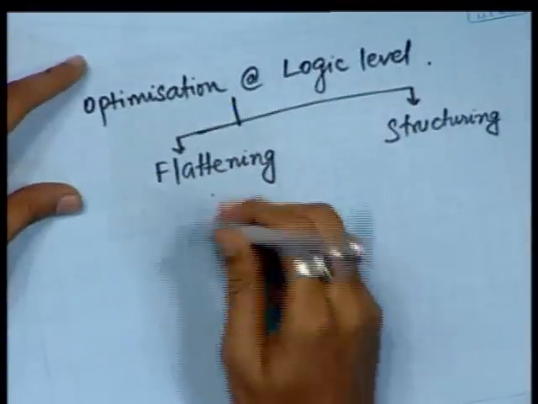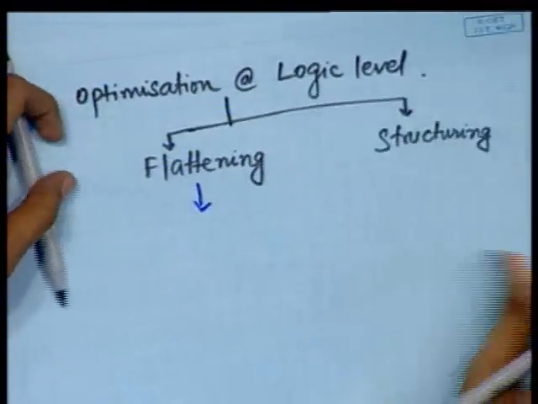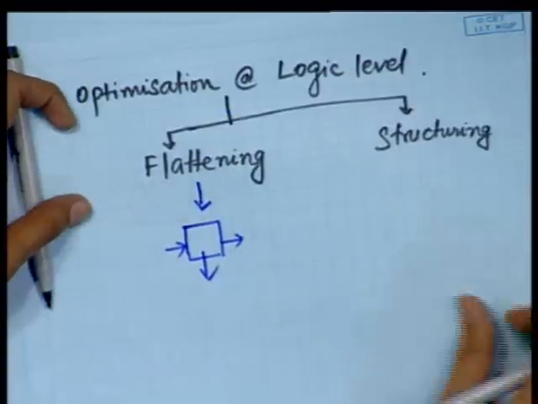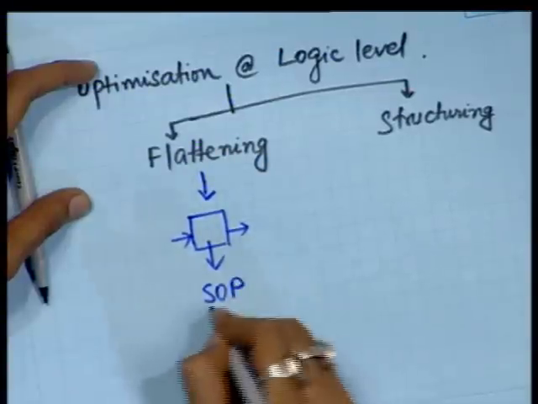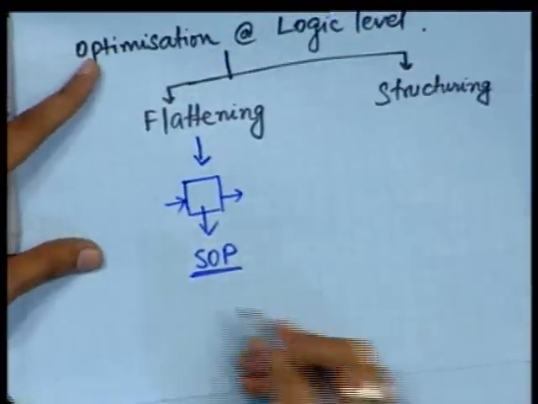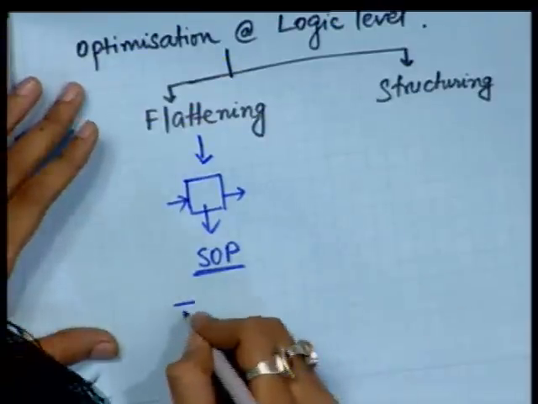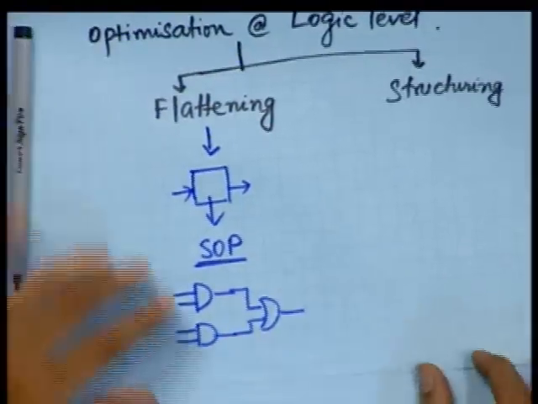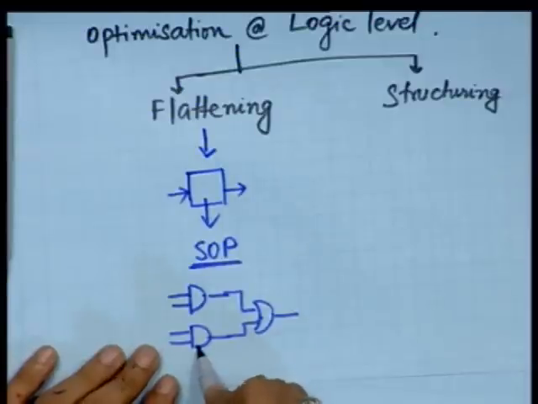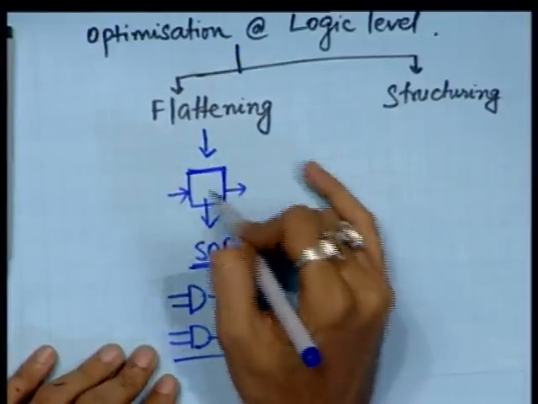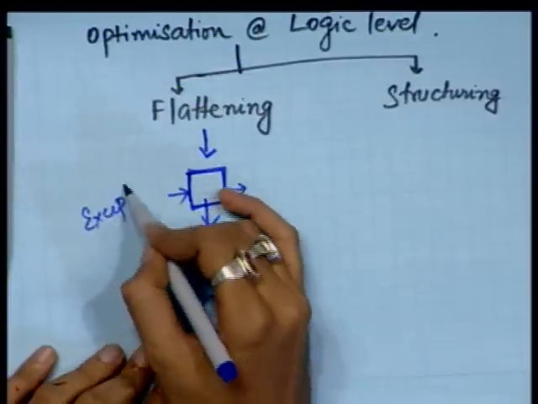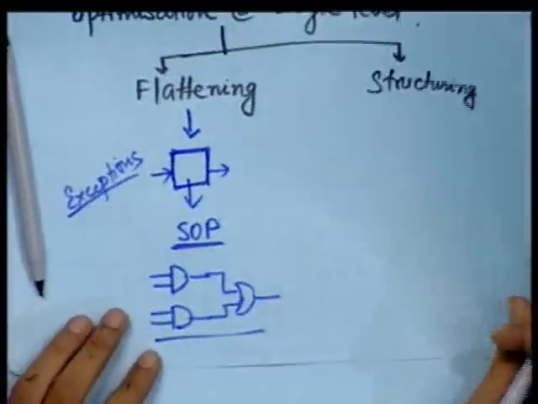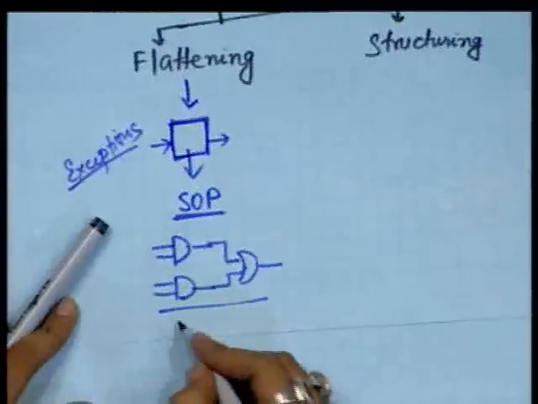What happens in flattening? In flattening, your design is replaced by a sum of product form. Means what? The entire combinatorial circuit is converted into something like this, sum of product terms. That is only two levels. Your combinatorial circuits, obviously there are some exceptions to it. Some types of combinatorial circuits are not flattenable.